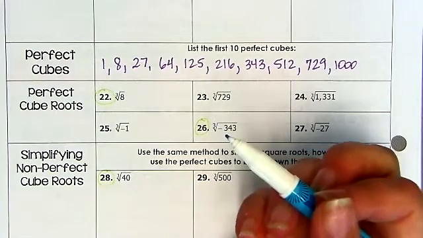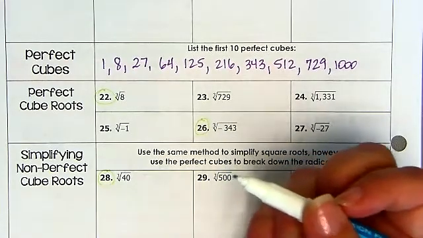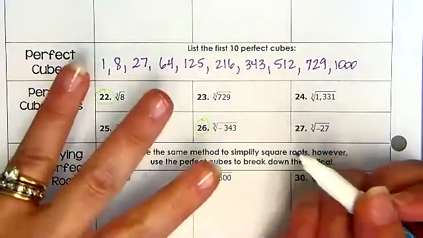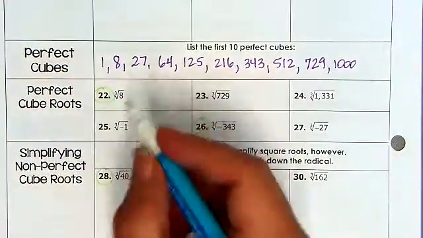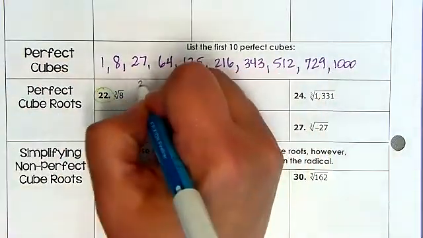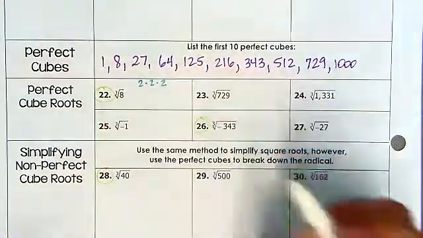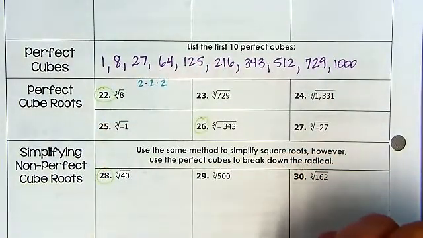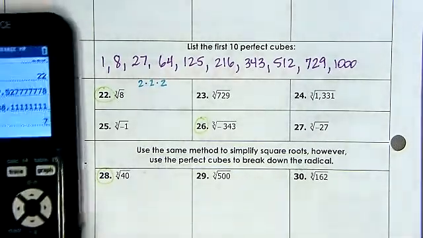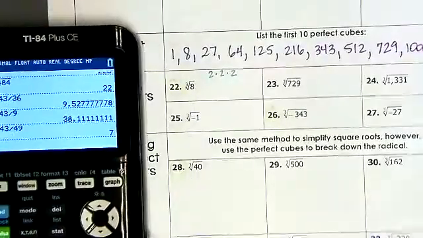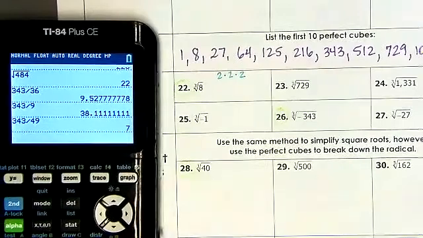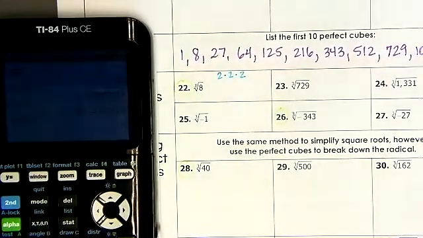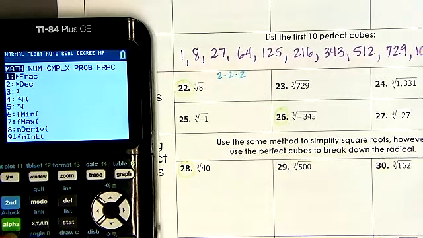Now we're going to do some cubed roots. Remember, cubed roots mean it's going to be a number multiplied by itself 3 times. So if I'm looking at this, I can break up the 8 to be 2 times 2 times 2. That's why it's a cubed root. We can take the cubed root in the calculator by doing a math function. There's math, and if you scroll down, there's a cubed root.